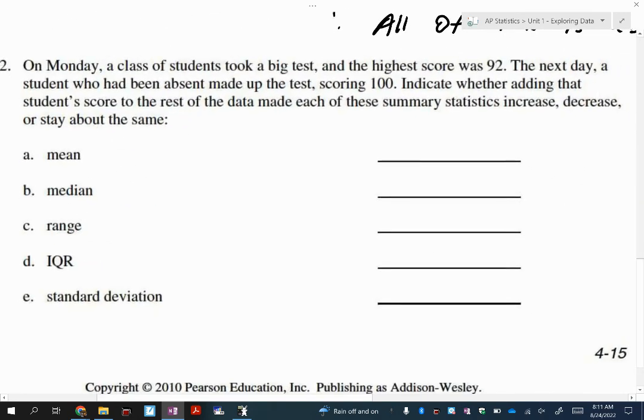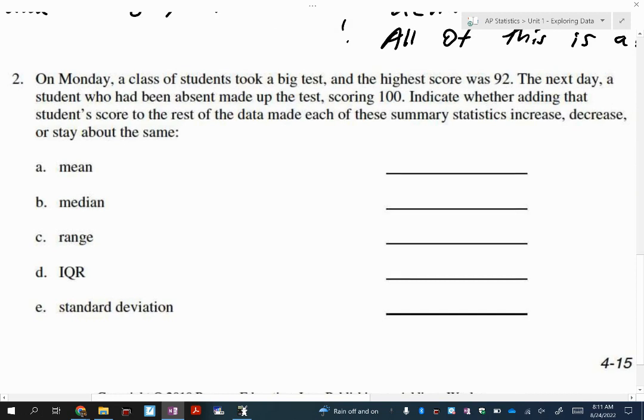Now, when we did this in quiz A, it was actually the same kind of thing. It kept the credit hours problem going. In this case, we got a completely new scenario. We've got a test on Monday, and the kids, we don't have a test on Monday, but in this class, the kids had a test on Monday, and the highest score was a 92, but there was a kid absent. That student came back the next day and scored a 100. What would happen to the rest of the statistics with this 100?